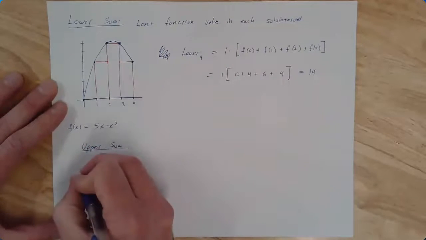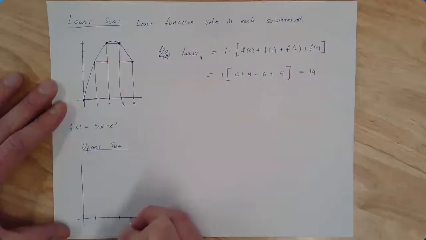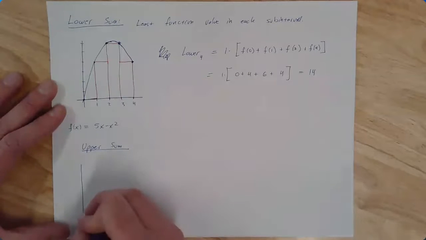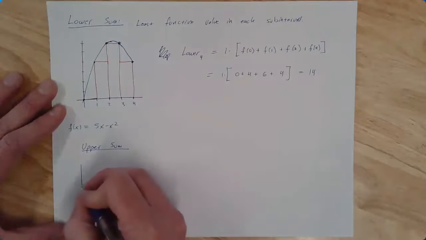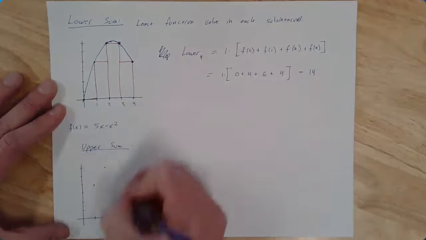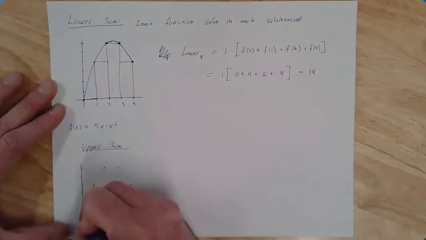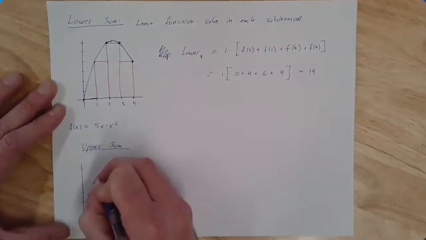Well, so for the upper sum, as I was just saying, we do the same sort of thing. Draw this picture one final time. Okay. So 1, 4, 2, 6, 3, 6, 4, 4. There's my parabola looking pretty good.